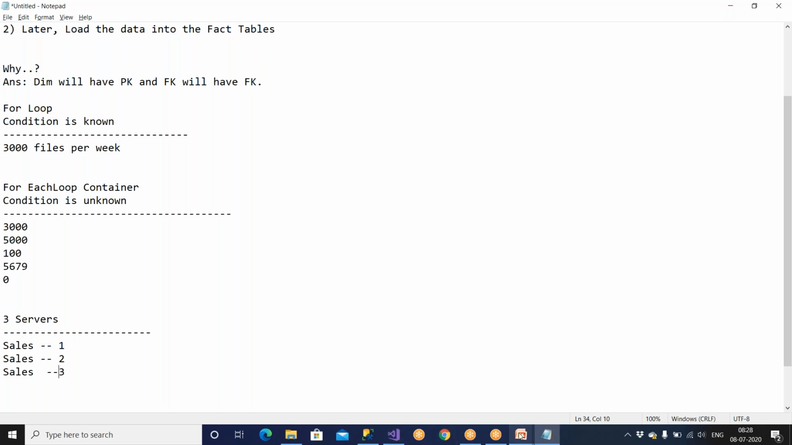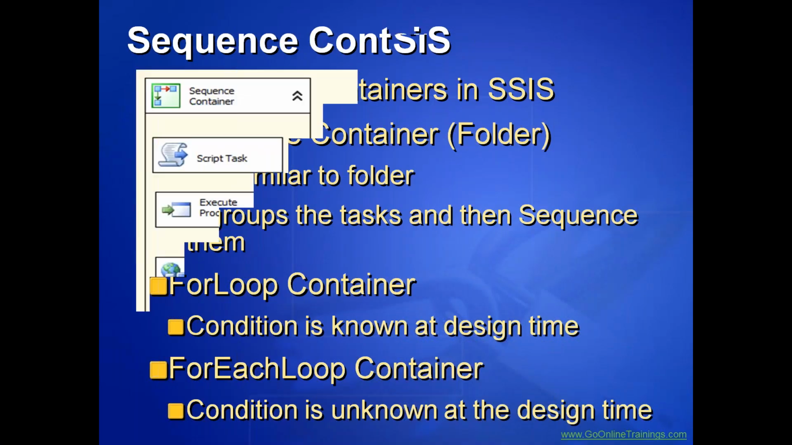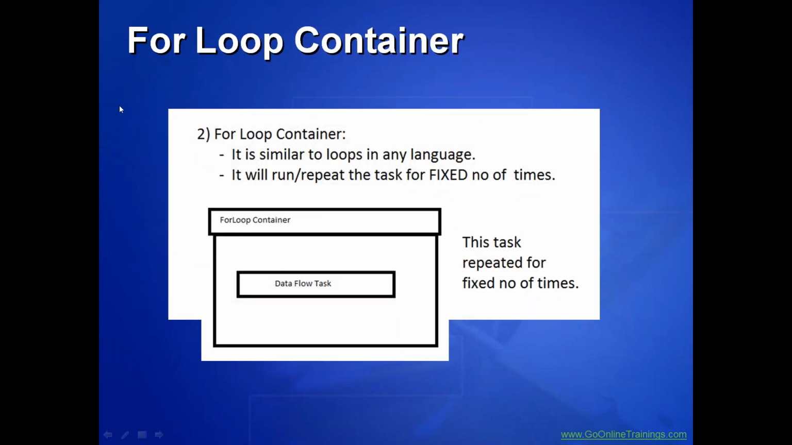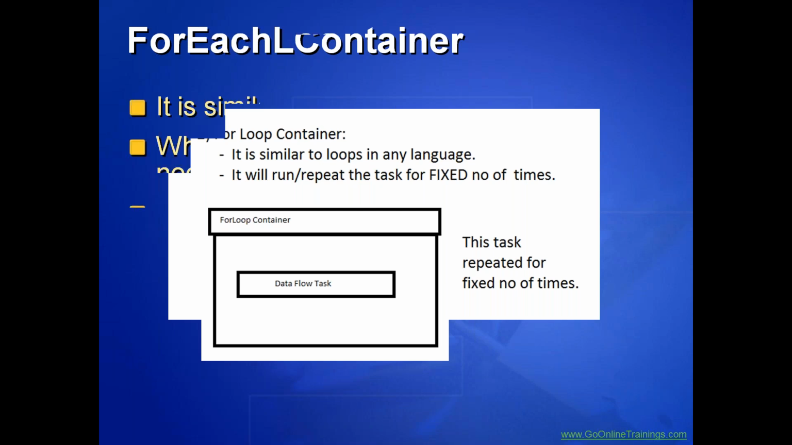Okay. So that is the important point that we have got to understand from today. For loop is similar to loops of any language. It will repeat the task a fixed number of times. You know the condition. 3000 times I should run the loop. 100 times I should run the loop. You know the condition already. So the data flow is going to be repeating for each file available in the source folder.